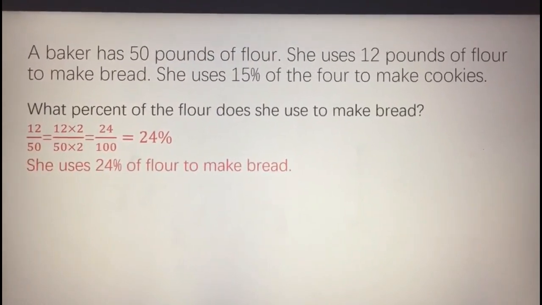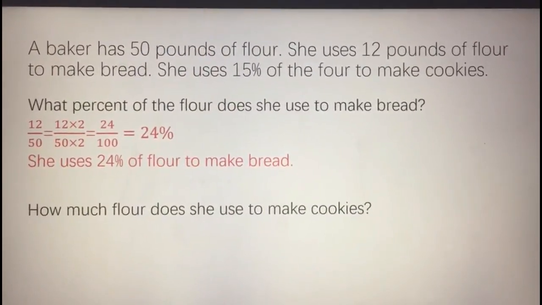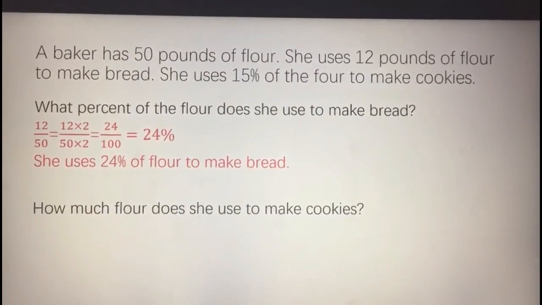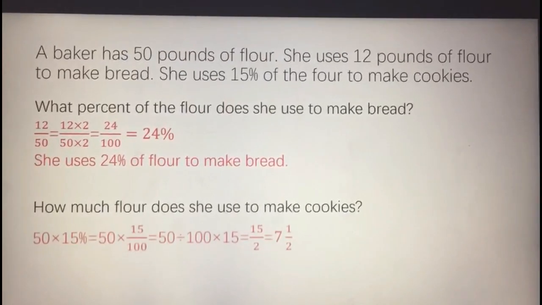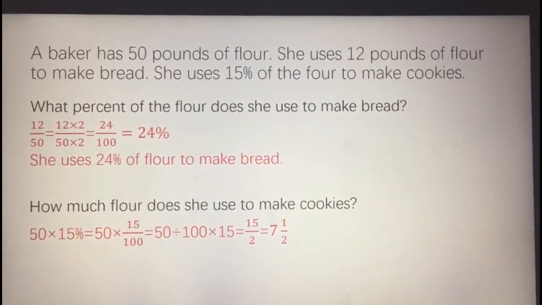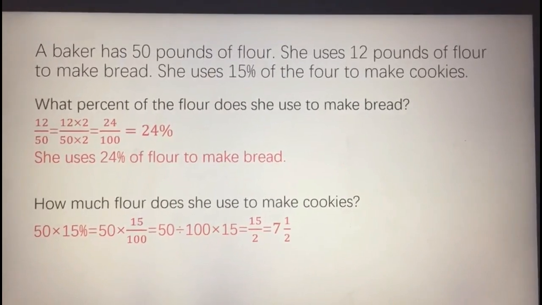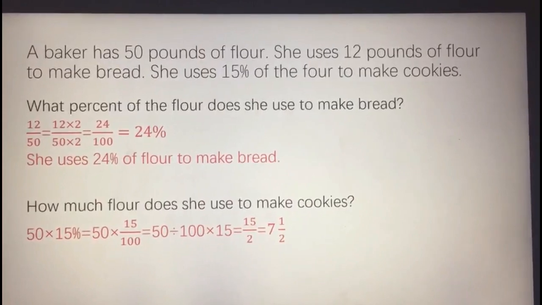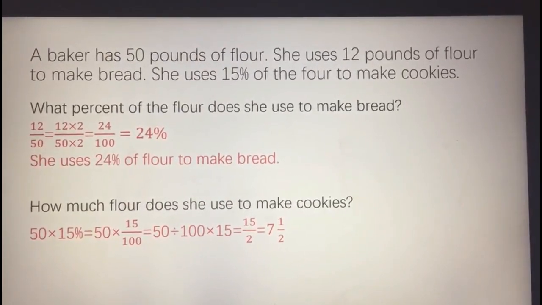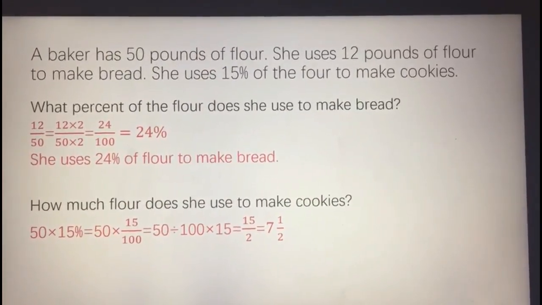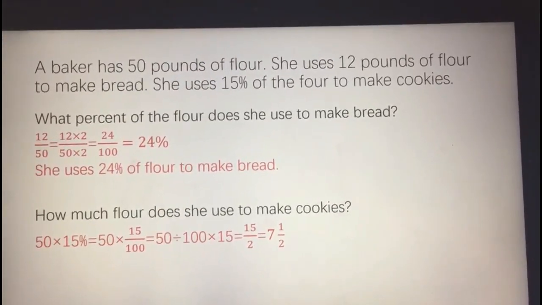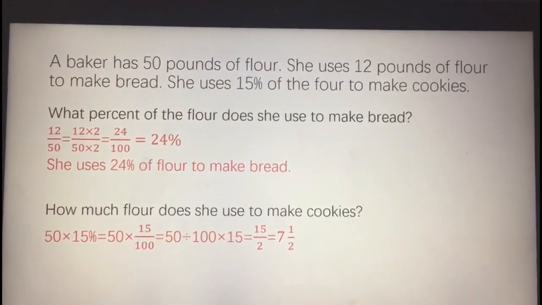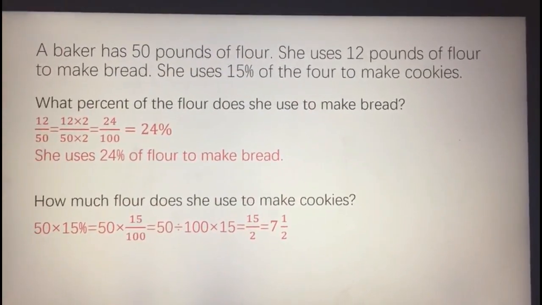And the next question I made up, how much flour does she use to make cookies? It says she uses 15% of the flour to make cookies. So 15% of 50 pounds is 50 times 15%, which is 50 times 15 out of 100. You can do 50 divided by 100 first, and times 15, you get 7.5, or 7.5 in decimal.